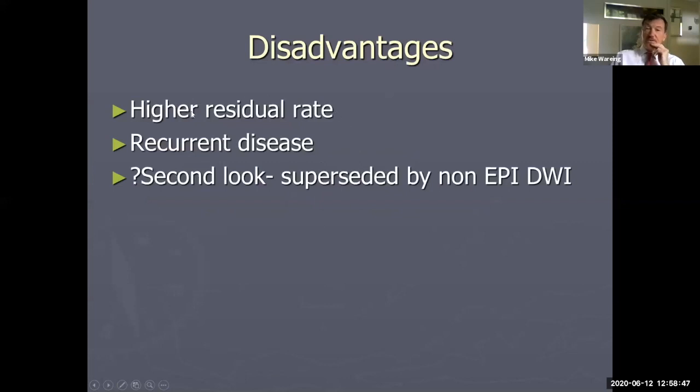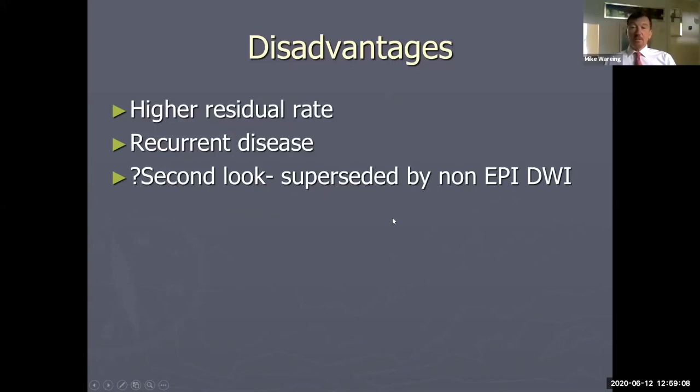But the disadvantages is a higher residual rate, recurrent disease. So you do an operation, it looks fantastic at the end. Trouble is, 6 months or a year later, it's just retracted back in again, and you're back to the same situation. And then there's the problem of a second look, but as we've spoken about, that's been superseded by the non-EPI DWI.